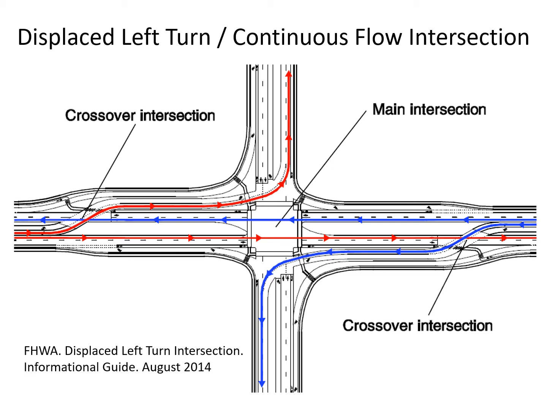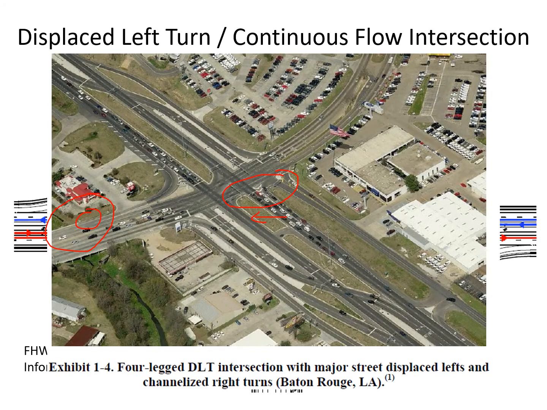And the idea here, again, with the left turns is that we have a crossover point before you reach that main intersection. So essentially the vehicles that want to turn left, they go ahead and cross over the opposing direction before they reach the intersection, and then they'll actually make that left turn while they're not opposing that full through movement in the opposing direction. So that's the concept here with the displaced left turn with continuous flow CFI intersection.